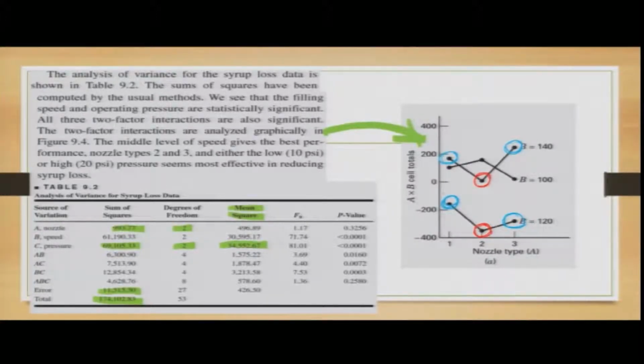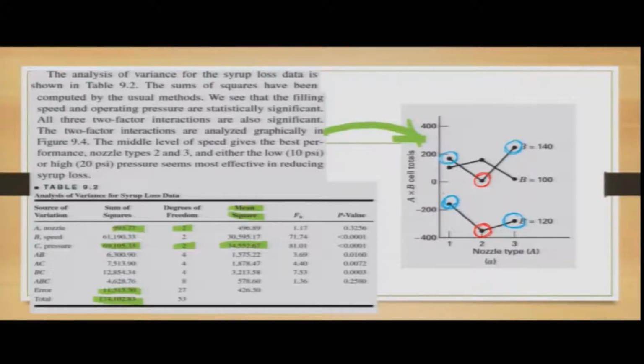So, if you read it, I will again read what is given. The analysis of variance, ANOVA, for syrup loss data is shown in table 9.2, which I have just discussed, and the sum of the squares have been computed by the usual methods and we fit it. We see that the filling speed and operating pressures are statistically significant and all two factor interactions are also significant.